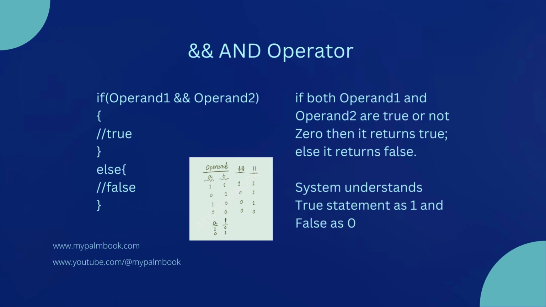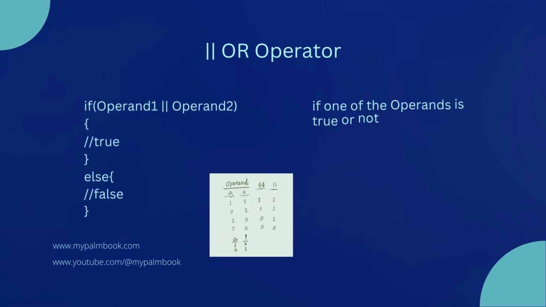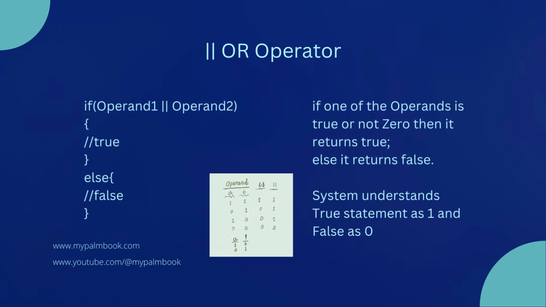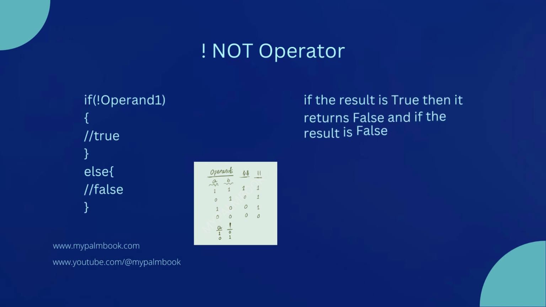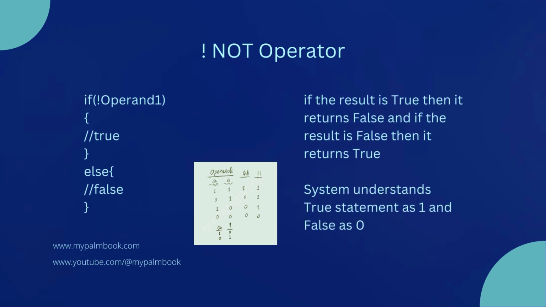OR operator. It compares both the operands and returns true if one of the operands is non-zero or true. What is NOT operator? It reverses the result of any condition. We can say if our result is non-zero or true, then it will return false, and vice versa.